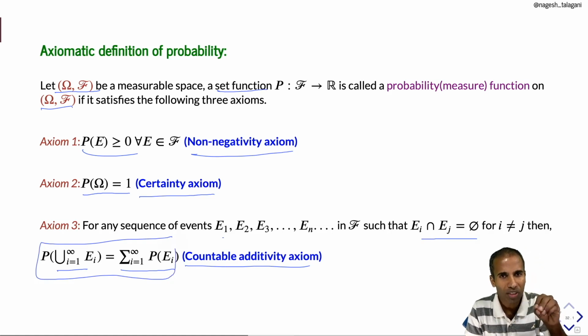Any function from the event space to R satisfying these three axioms is called a probability function. Simply, probability is a rule of assigning numbers to events satisfying these three axioms. Okay, fine.